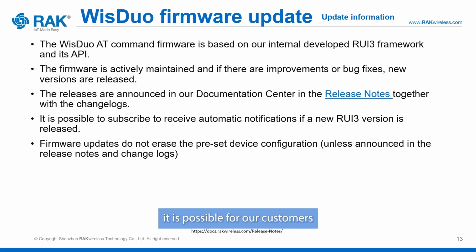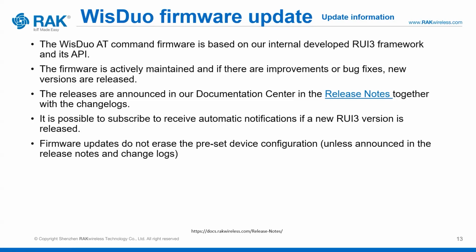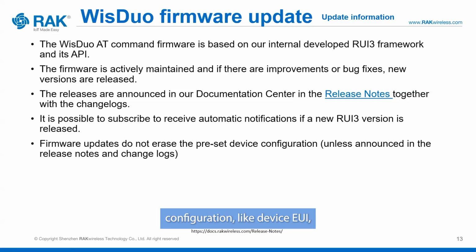It is possible for our customers to subscribe to this, to receive notifications if we release new RUI firmwares. And in general, the customers can update firmware without erasing the preset device configuration. So even if the device is in the field and the customer wants to update the firmware, he can do this. The device configuration, like device EUI and which LoRaWAN band it is set up for, is all saved and survives the firmware update.